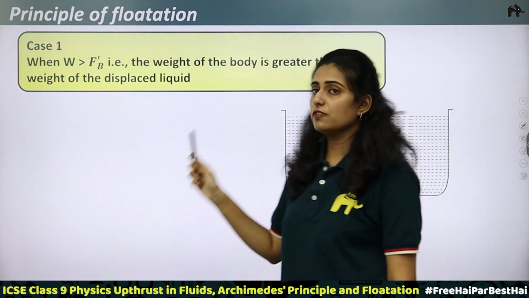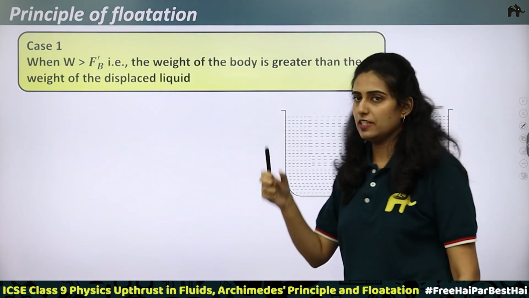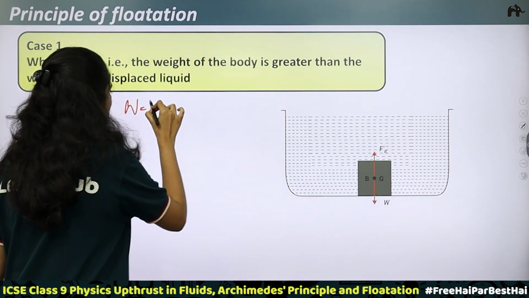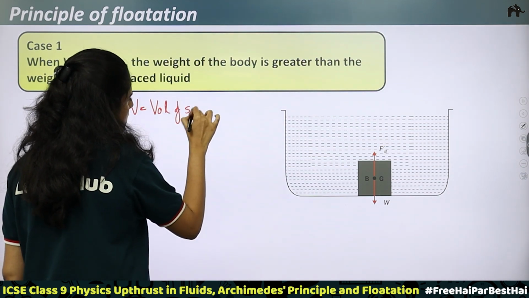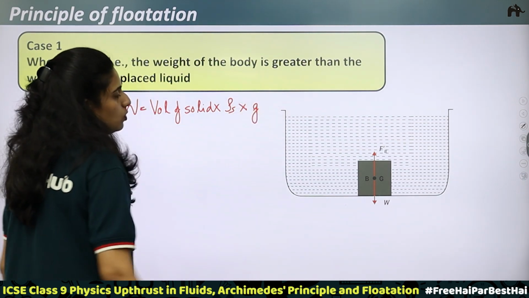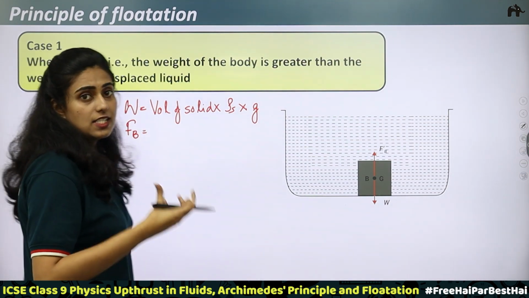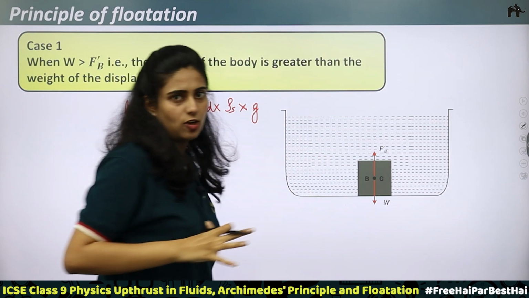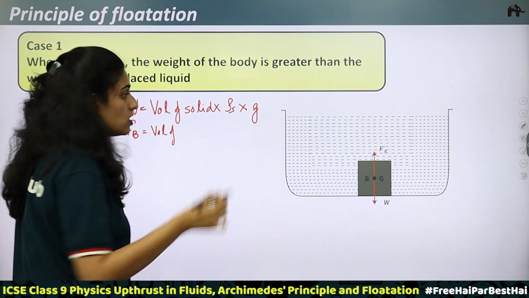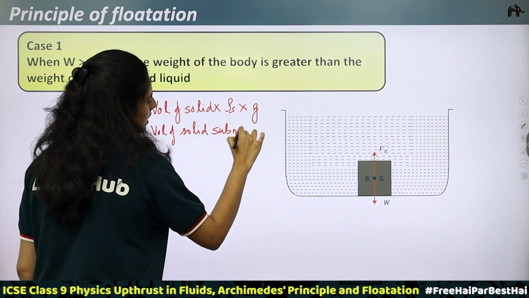First case is when the weight of the body is greater than the upthrust, or the weight of the body is greater than the weight of the displaced liquid. What are the factors on which weight depends? Weight W will be equal to volume of the solid into density of the solid into acceleration due to gravity g. Now, what is the upthrust? Upthrust is the force that is exerted by the liquid on the solid. So, here FB will be equal to the volume of liquid displaced, or the volume of solid that is submerged in the liquid.